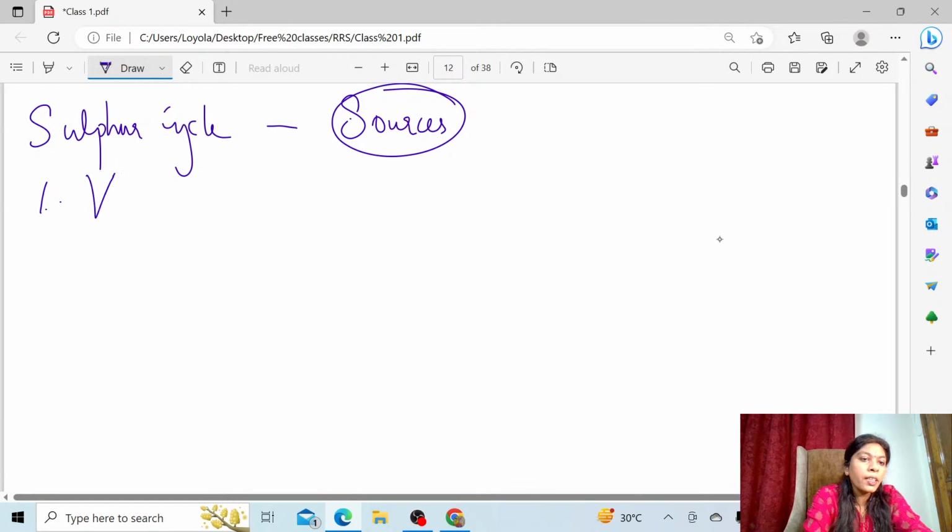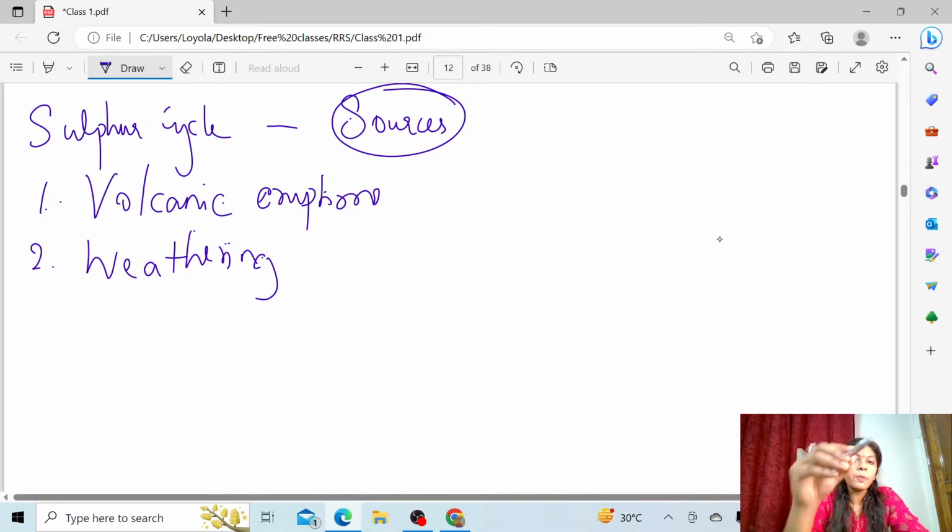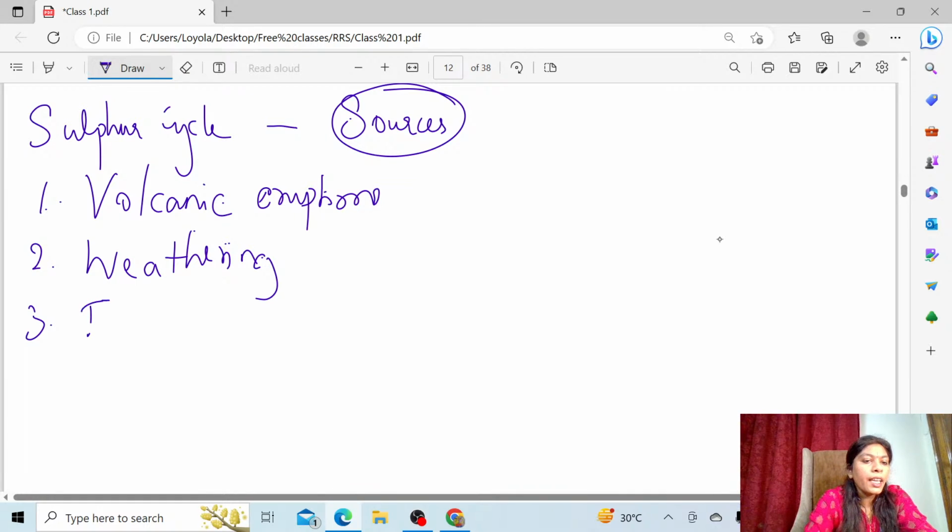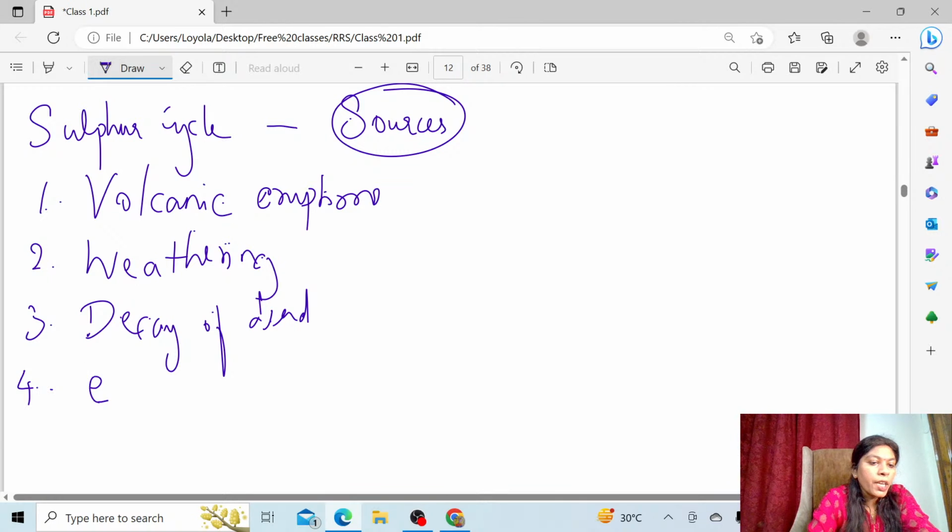The first important source is volcanic activity. Volcanic eruptions will give out sulfur. Second, weathering. Weathering is another important source. I already told sulfur is present in rocks as minerals, so due to weathering activity, it will be released. Third, you can say decay of dead matter. Fourth, evaporation of seawater. Then fifth, sea sprays.